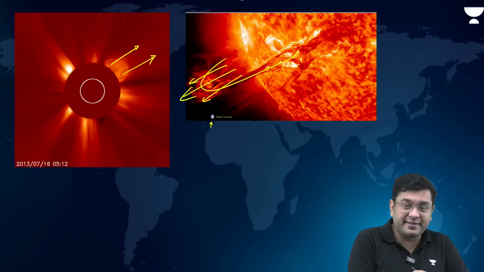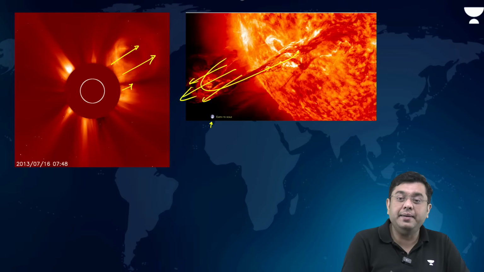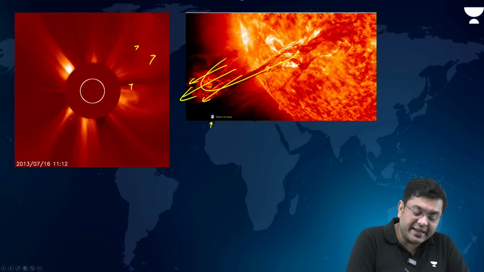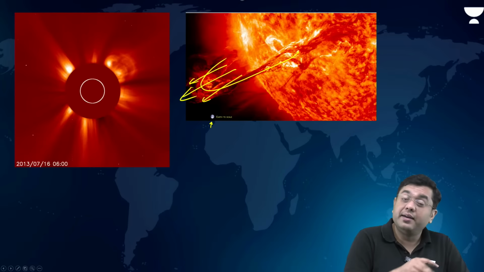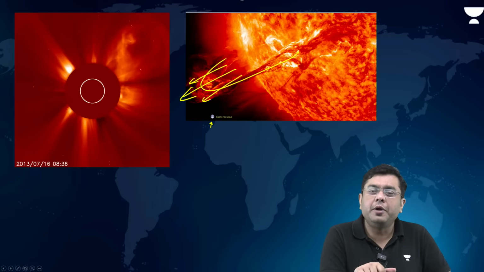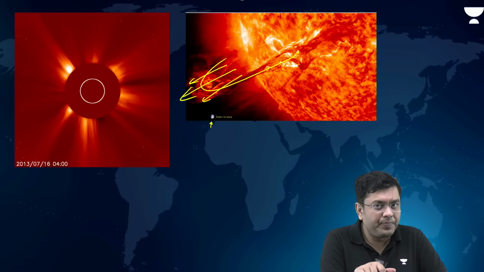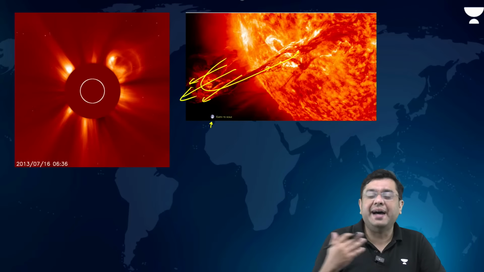Oftentimes, this increase in size that you are able to see with the help of the animation, happens to such an extent that it occupies almost a quarter of the space between the Earth and the sun. So that can also be very damaging.